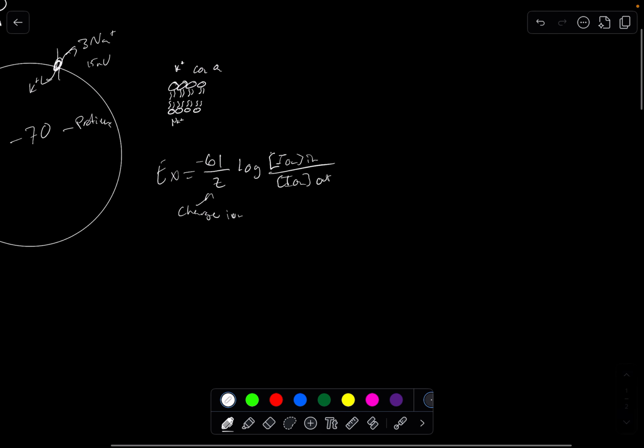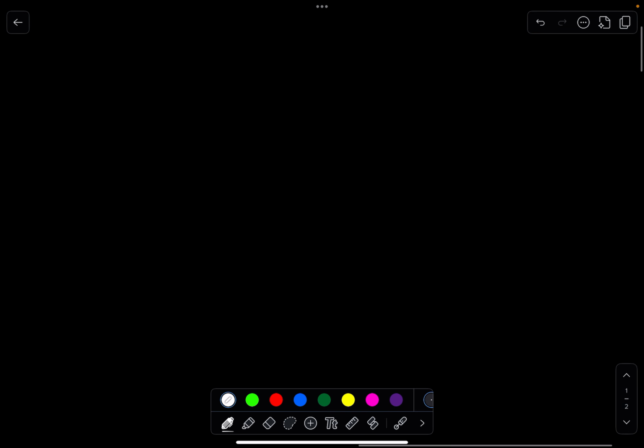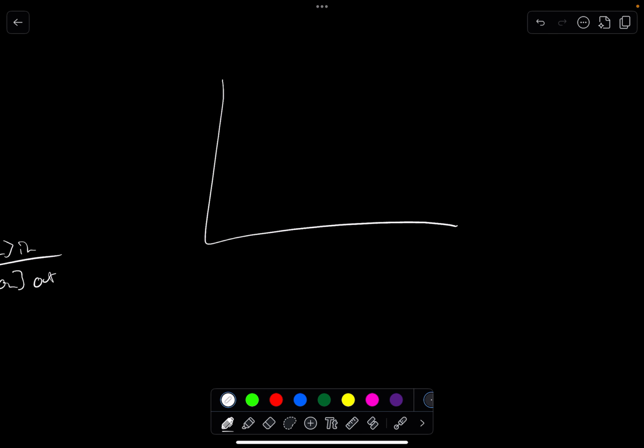And then for action potentials. Awesome. Let's get into that. So for an action potential, I love to just draw a graph real quick, just so I can have it here. So we have negative 70 millivolts. This is resting membrane potential. Okay. I guess we want to put threshold though.